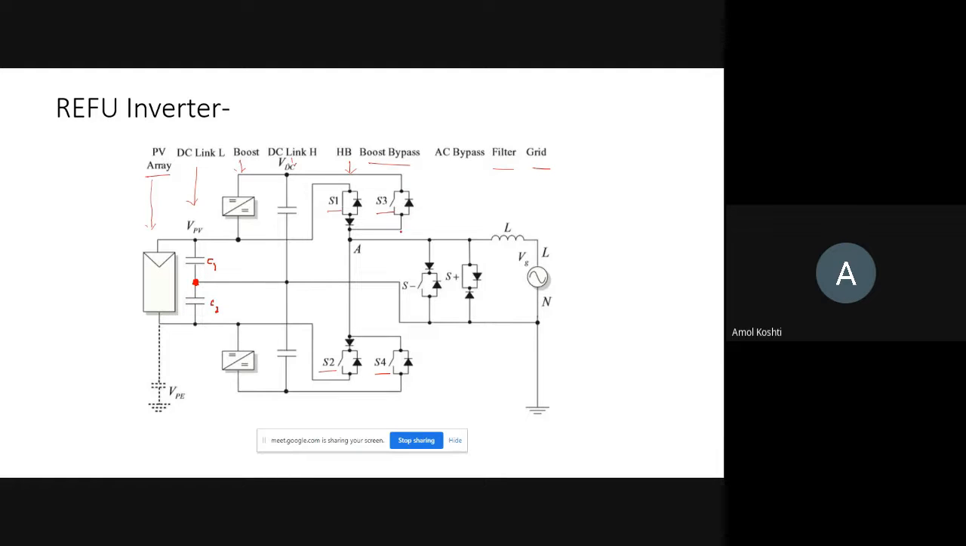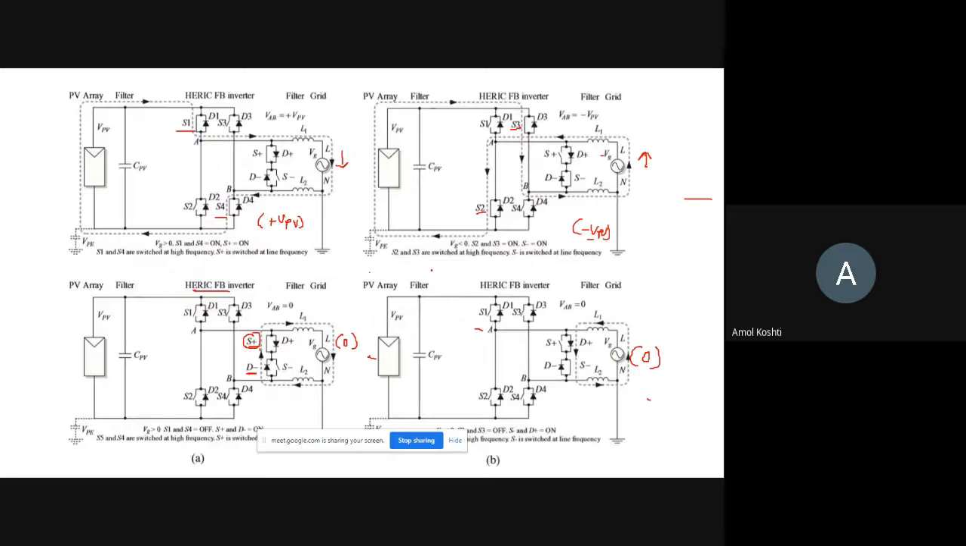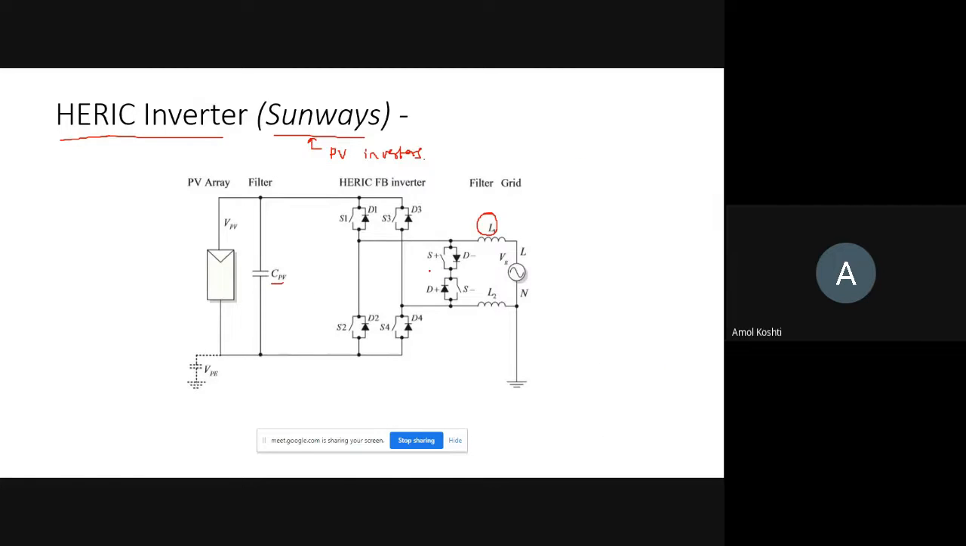So here, instead of connecting S3 and S4 in series, they have connected them in parallel to this boost system. And these lower switches are again connected in parallel to this boost system. And they have added the AC bypass system, like the system which we have learned, the Herrick inverter.